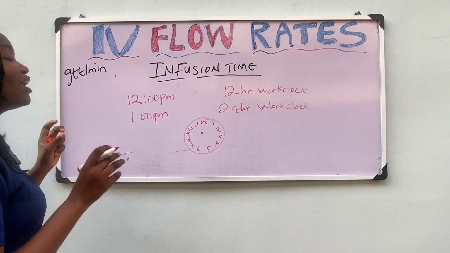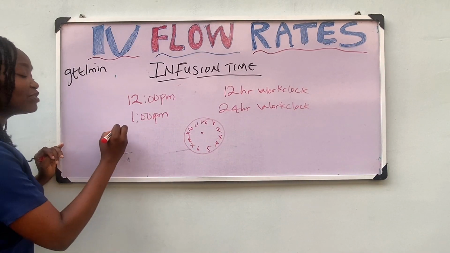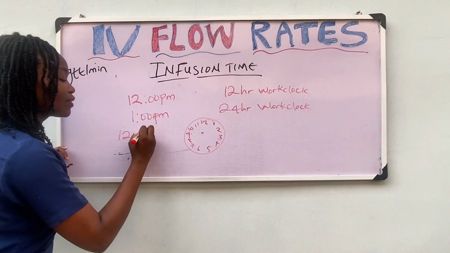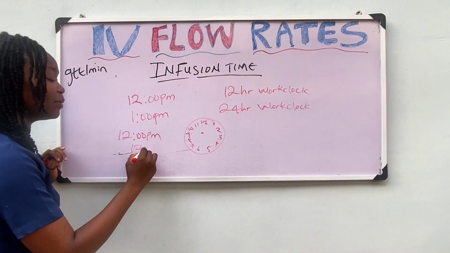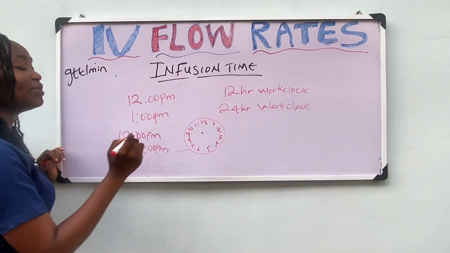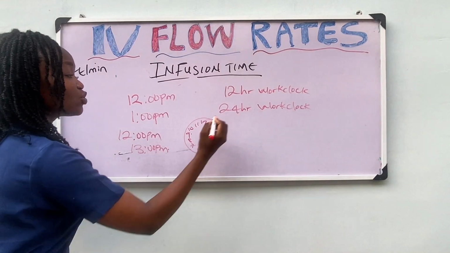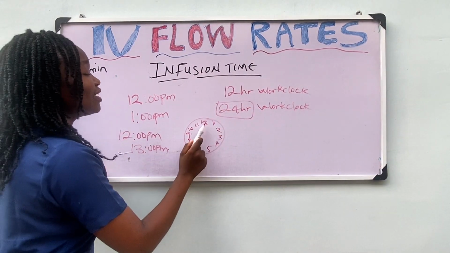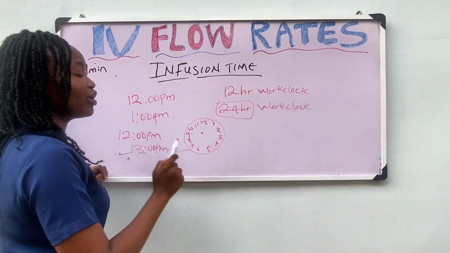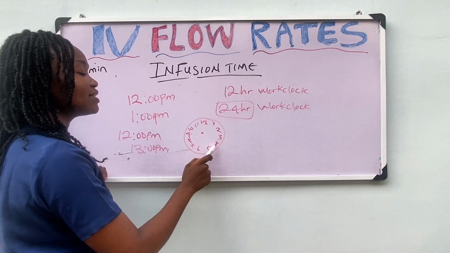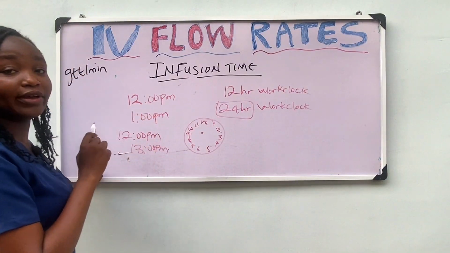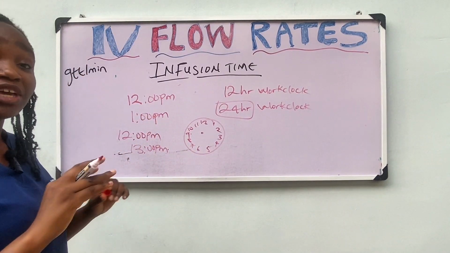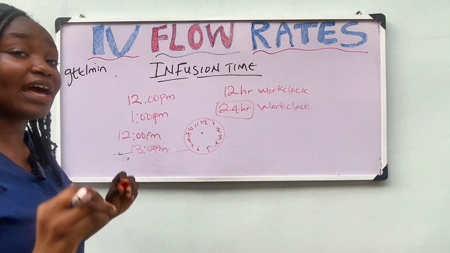But when we are making use of military time, after 12 p.m. what we have is 13, because military time makes use of a 24-hour clock. So instead of 12, 1, 2, 3, 4, 5, we have 12, 13, 14, 15, 16, 17, 18, 19, 20, 21, 22, 23, and 24. So that's the major difference between military time and normal time.